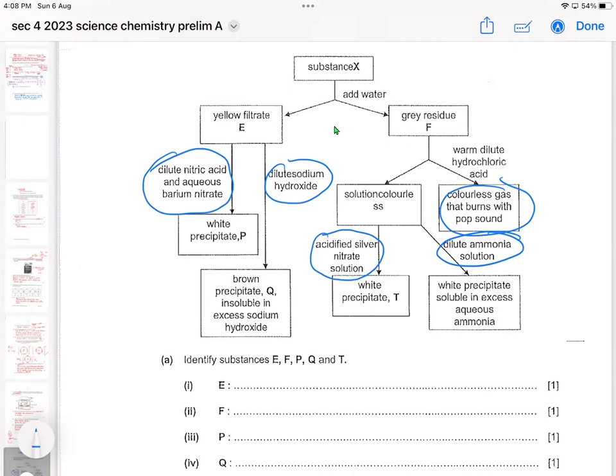So once you pop sound, you know that this thing here is hydrogen. Because it forms hydrogen with the acid, that means this gray residue here should be a metal, because only a metal, when it reacts with hydrochloric acid, gives you hydrogen gas. And then this part here should be the salt.